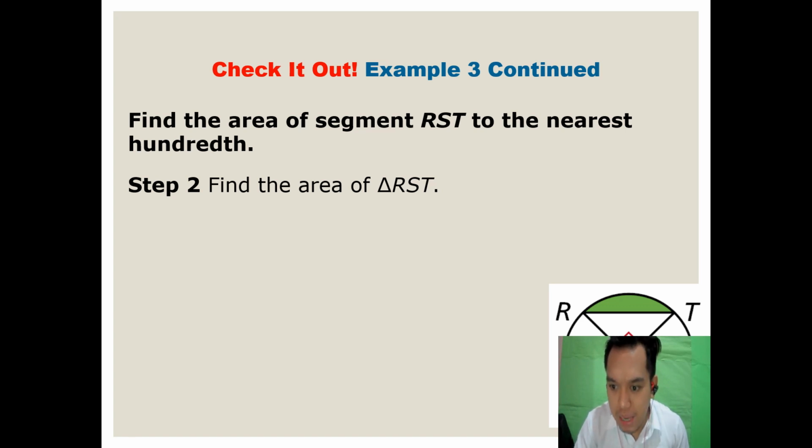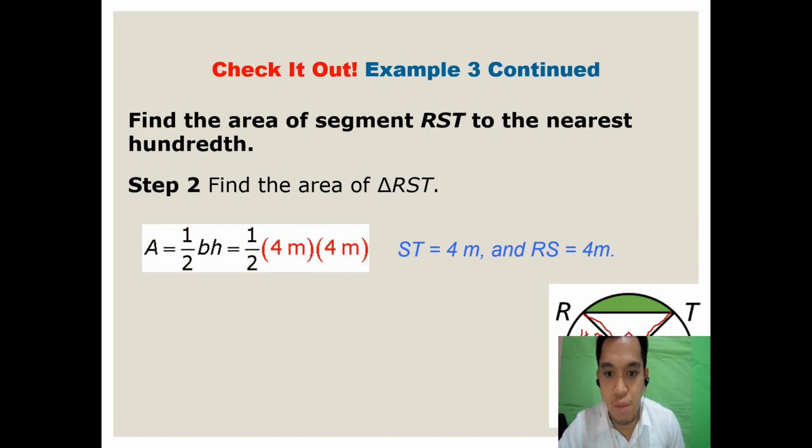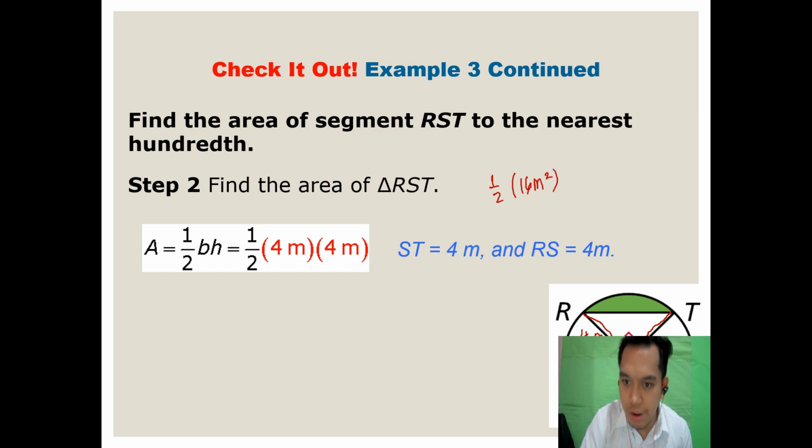Tingnan nyo, yung ating base ay 4 meters at ganun din ang kanyang height kasi parehas yan radius. So pareho lang sila ng length, which is 4 meters. Ayan. So substitute the value of the base and the height dito sa ating formula ng ating triangle, which is 4 meters. So 4 meters times 4 meters is magiging ano to class? Magiging 16. Yan ay magiging 1/2 times 16 meter squared.